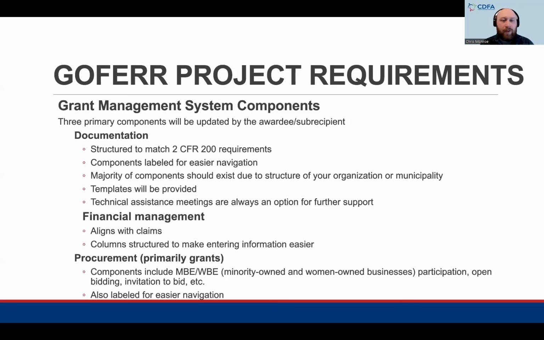The other component is procurement, which is primarily for grants. The components include minority-owned and women-owned business participation, open bidding, invitation to bid, etc. So all of the procurement components under 2 CFR 200 that are applicable to the projects will be included in there, and those components will have to be updated. You'll just upload the corresponding documents to the label, and hopefully that should make things easy.